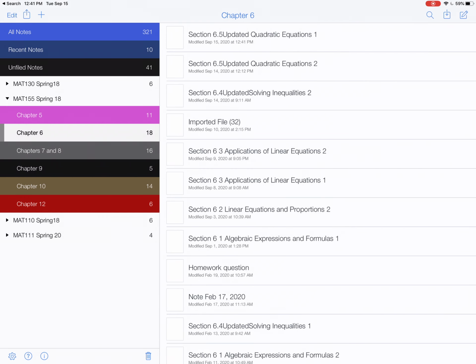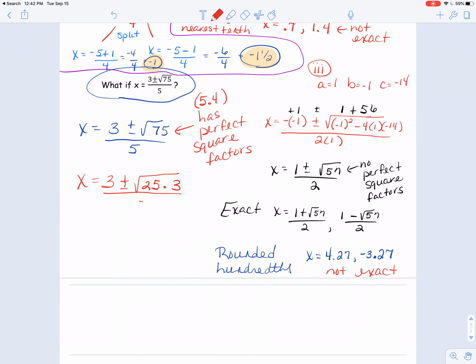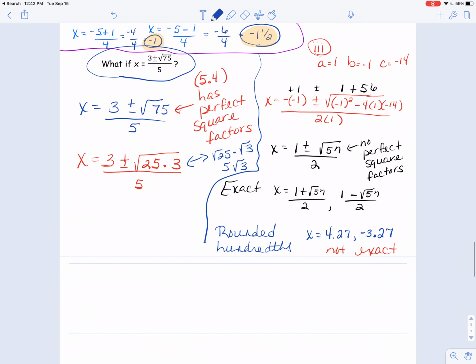Okay, so I'm going to rewrite that. 25 times 3. All right, and I'm going to come over to the side and say, okay, that's 25 times 3 in their own separate radicals. All right, so the square root of 25 is 5. The square root of 3 we cannot simplify any further. So that's what it's going to simplify down to. So I've got x equals 3 plus or minus 5 times the square root of 3, divided by 5.